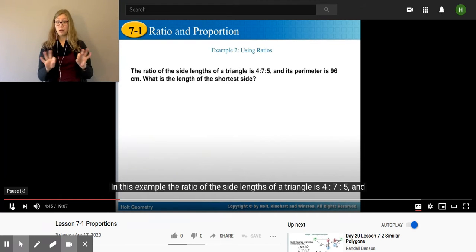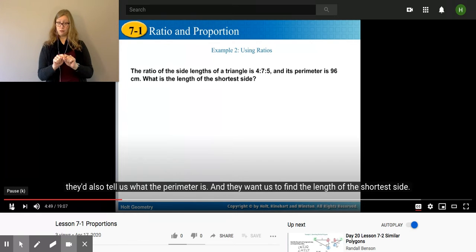In this example, the ratio of the side lengths of a triangle is 4 to 7 to 5, and they also tell us what the perimeter is. And they want us to find the length of the shortest side.